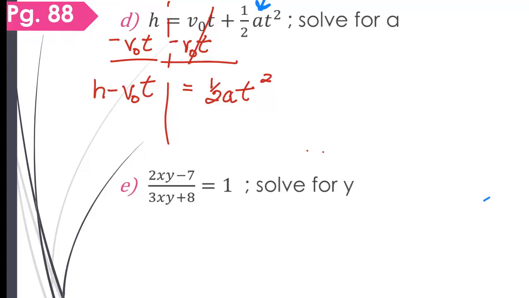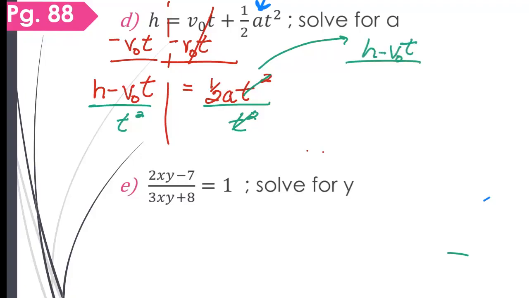Yes, it is being multiplied. So what do you want to divide by? Okay, let's divide by T squared. Let's divide this by T squared. T squareds are going to cancel out. So I'm left, I'm going to rewrite this over here. I have h minus v sub naught t all divided by t squared equals 1/2 times a.